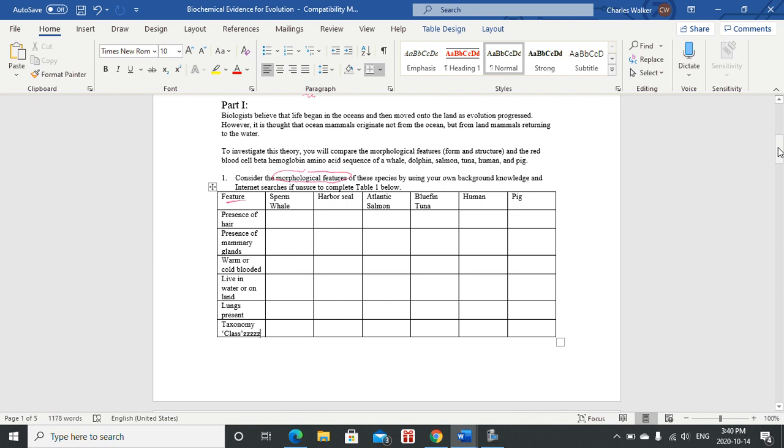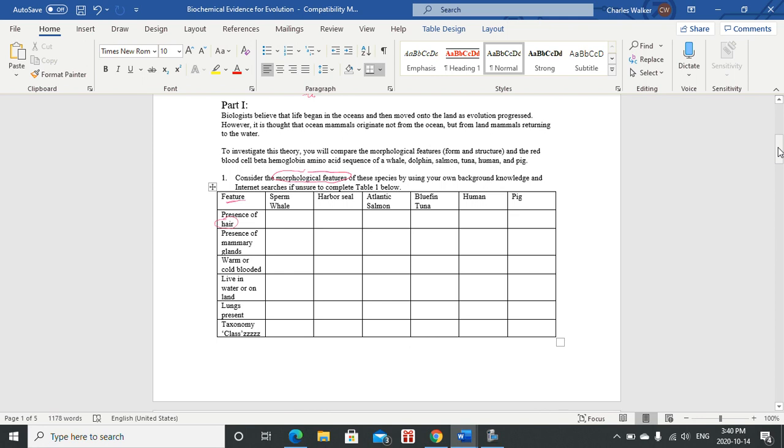Okay, so back to this first table here, again, which is not DNA or biochemical evidence. What I'm really hoping is that most of the answers you already know. So here you're taking a look at 6 different species. So sperm whale, harbor seal, Atlantic salmon, bluefin tuna, human, and pig. And I'm asking you to take a look at these 6 different features. So presence of hair. So this is hair on the body surface at any time. So it could be as an adult, it could be as an infant, it could even be as a fetus. Is there any hair on the sperm whale, the harbor seal, Atlantic salmon, bluefin tuna, human, and pig?